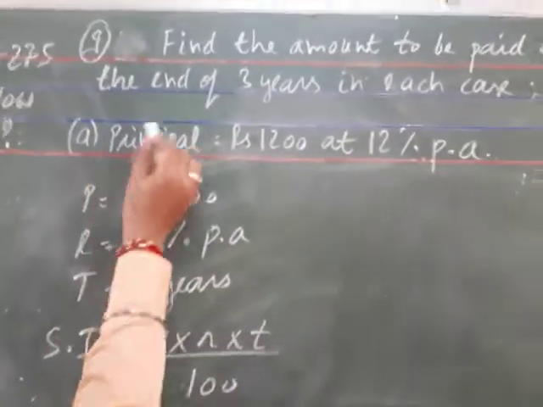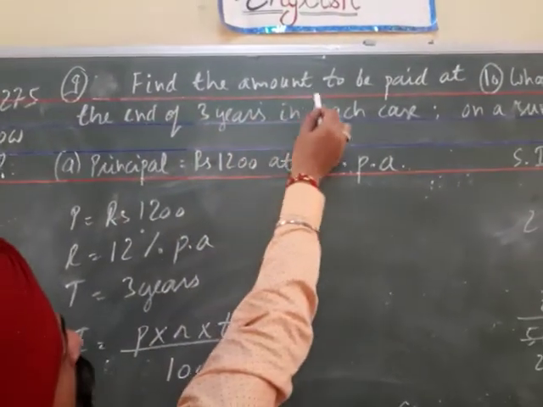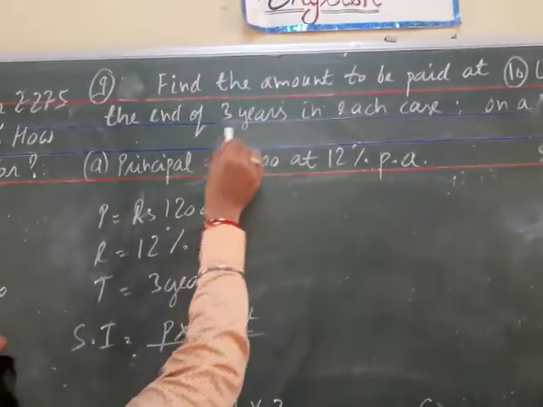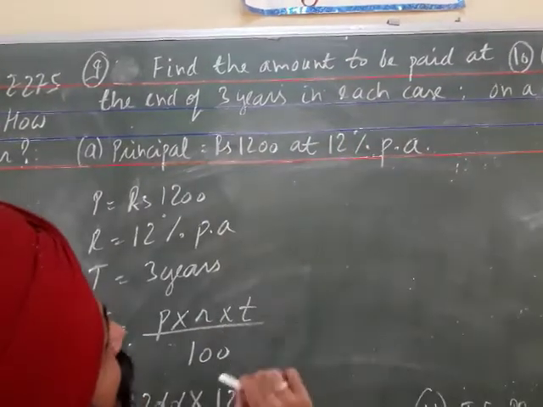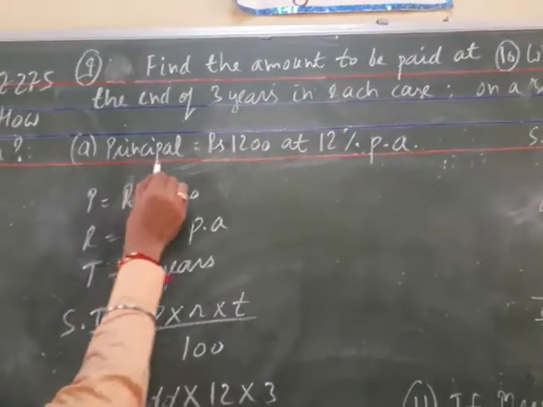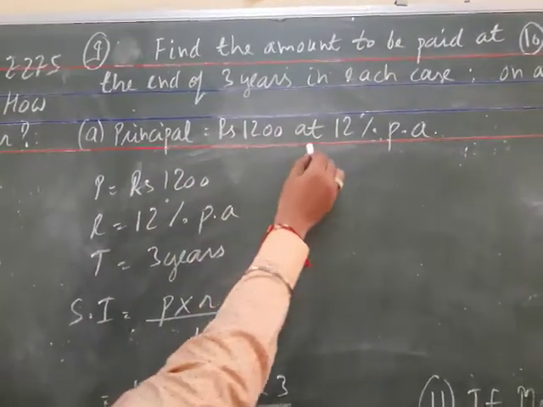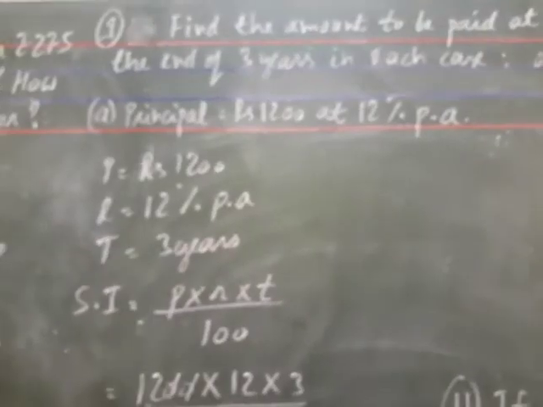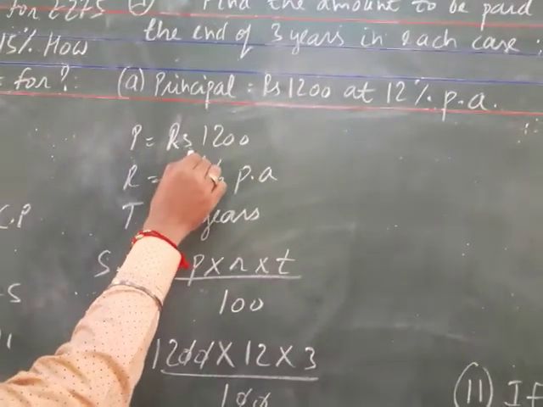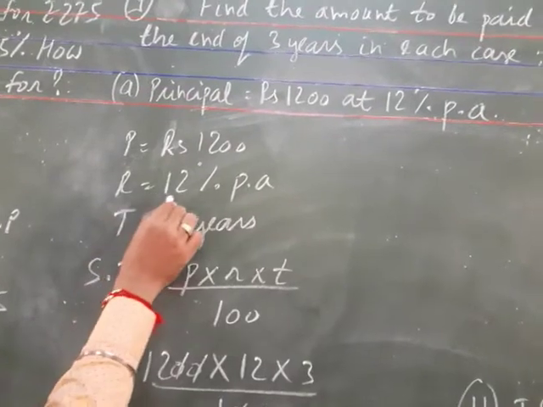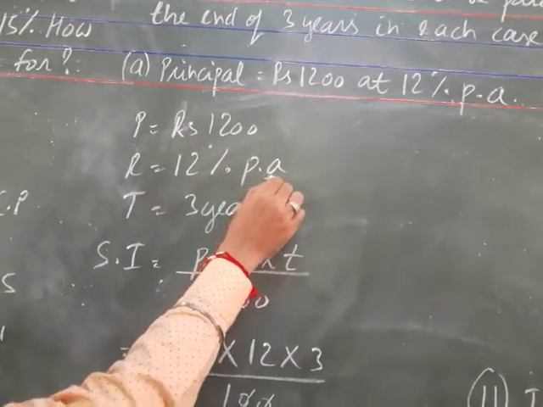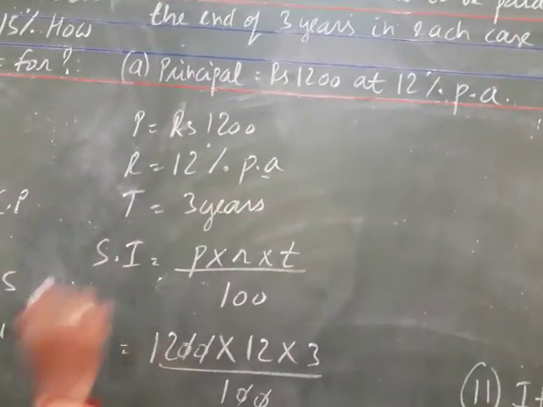Now come to 9th question. In this two parts are there. Find the amount to be paid at the end of 3 years in each case. Two cases are there. First is principal is rupees 1200 at 12% per annum. Now students, see, principal is rupees 1200 and rate is 12% per annum. Per annum means per year and time is 3 years.